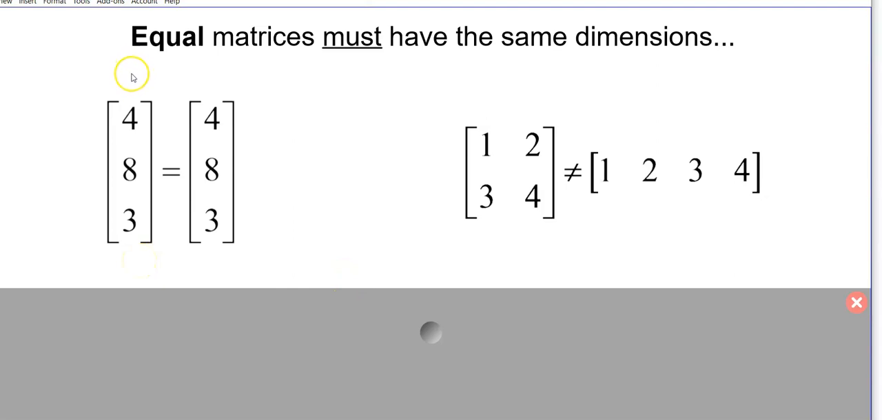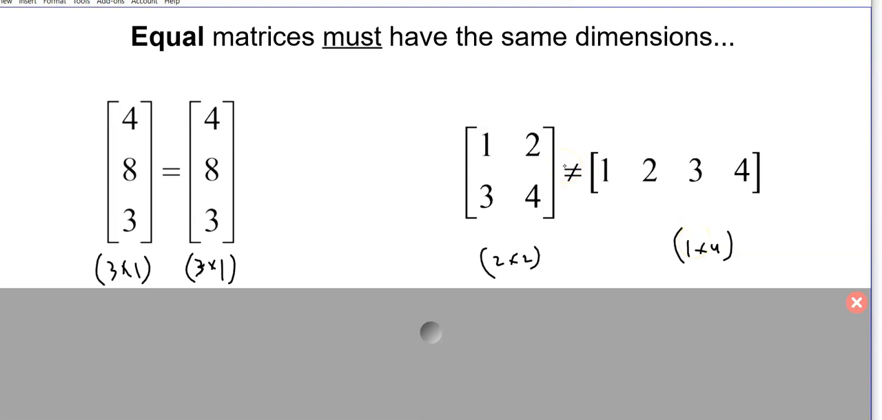This is a 3 by 1. This is a 3 by 1. So the dimensions are 3 by 1 and 3 by 1, and the numbers are the same, so those are exactly alike. Now, what's interesting about this one, the numbers are the same, but the dimensions are not. This is a 2 by 2. This, I guess, is a 1 by 4, 1 row, 4 columns. So those are clearly not the same.